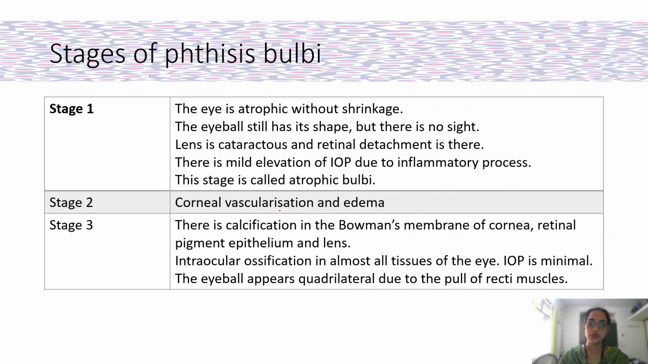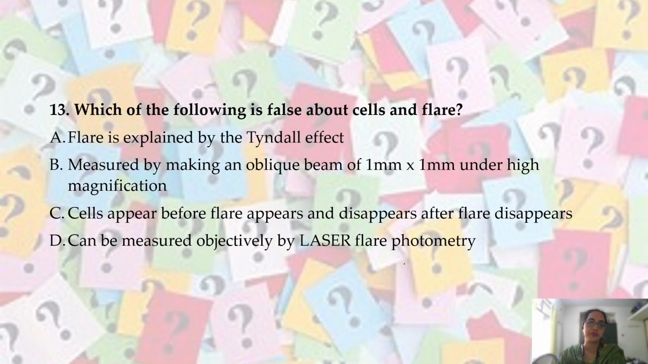In stage 2, corneal vascularization and edema start developing. In stage 3, there is calcification in the Bowman's membrane of the cornea. This is known as band-shaped keratopathy, BSK, retinal pigment epithelium and the lens. So intraocular ossification is almost seen in all tissues of the eye. There is no intraocular pressure. The eye appears quadrilateral due to the pull of the recti muscles. So stage 3 is the end stage of phthisis.